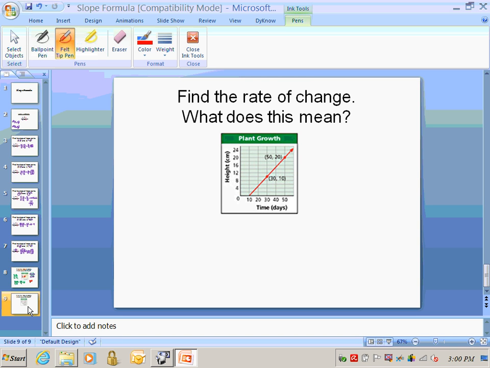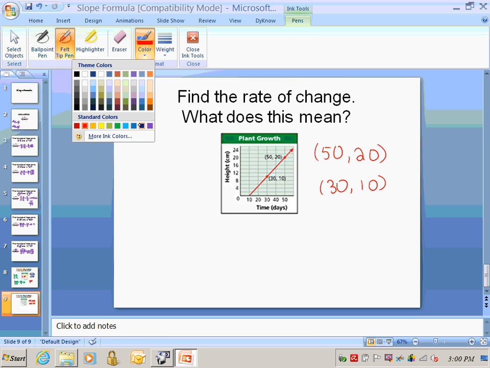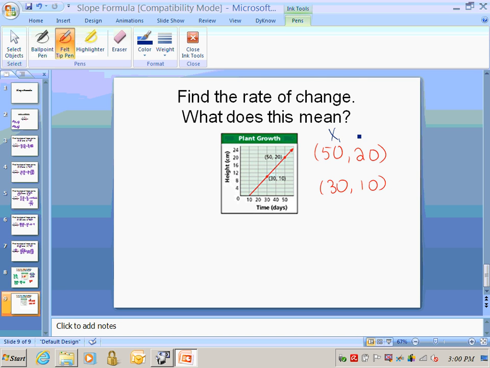And then this last one, we can do it with the formula again. So we have 50, 20, 30, 10, and just by looking at this graph, it's going up. So I know my slope should end up positive. So I'm going to label this x1, y1, x2, y2. So I have y2 minus y1 over x2 minus x1.